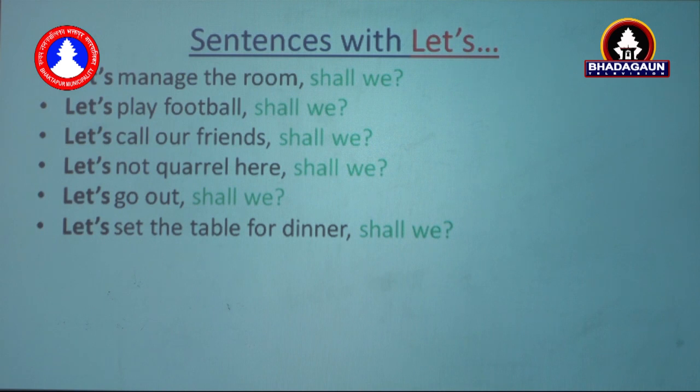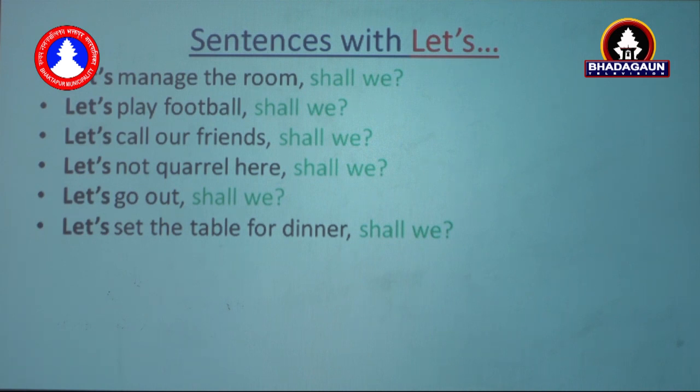So if the sentence starts with let's and ends with a full stop, that can also be called an imperative sentence, and generally they give the meaning of suggestions, right? They are used for suggestions. So I have not put them in the same basket. I have made a separate rule, a separate discussion. So let's manage the room, shall we? Let's play football, shall we? These sentences which start with let's give the meaning of suggestions, right?